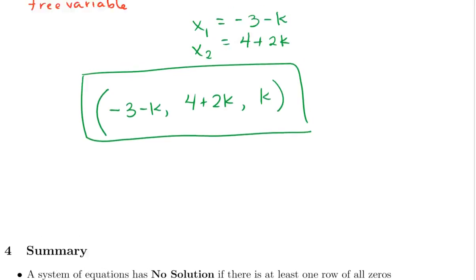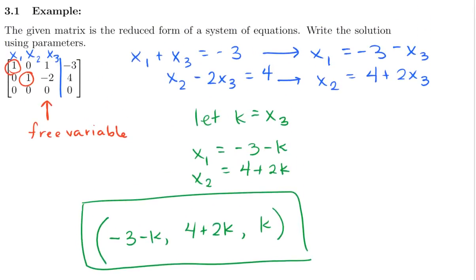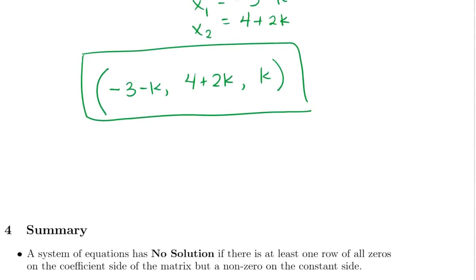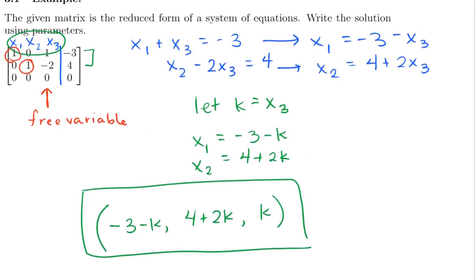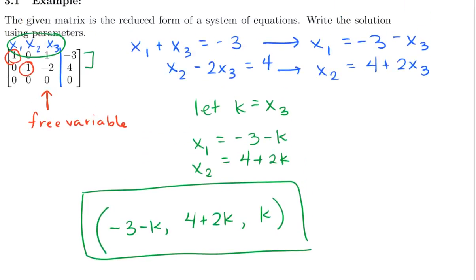So if we look at our previous example, we had 2 non-zero rows, but we had 3 variables. So that's why we don't have a unique solution. If our third row was a non-zero row, then we would have had a unique solution. And finally, we've seen that a system of equations can have infinitely many solutions if we have a dependent system. This would be when the number of non-zero rows is less than the number of variables. That's what we saw in this last example. We have 2 non-zero rows, but 3 variables. So the number of non-zero rows is less than the number of variables.